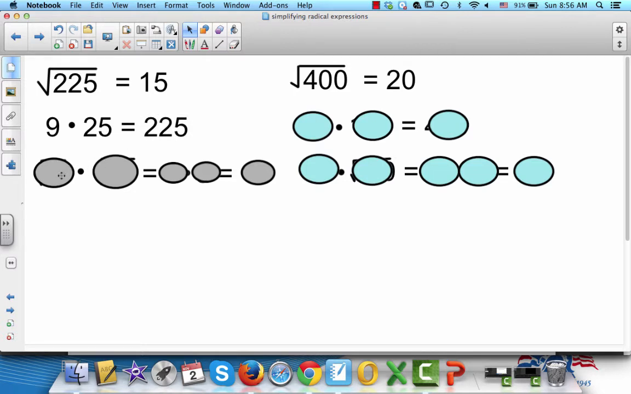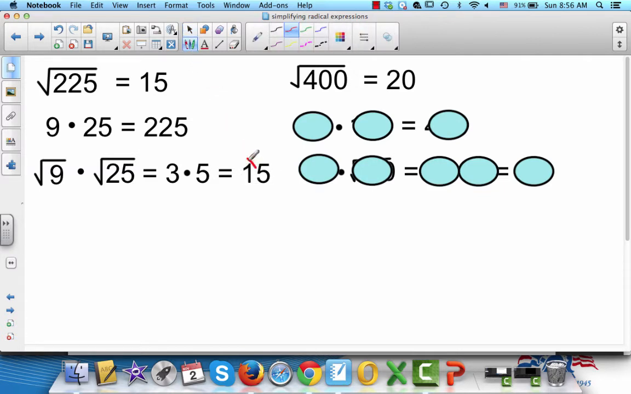Now, the square root of 9 is 3, times the square root of 25, which is 5, and we multiply 3 times 5, we get 15. Now, if you notice, 15 is the same answer you get up here when you do the square root of 225. The square root of 225 is 15. The square root of 9 times the square root of 25 is 15.